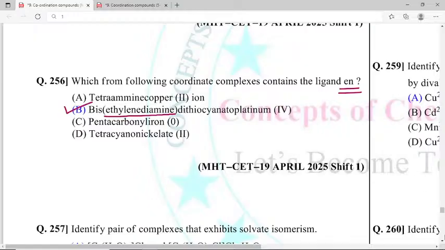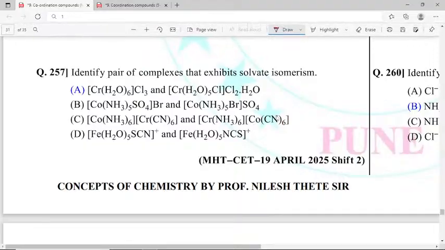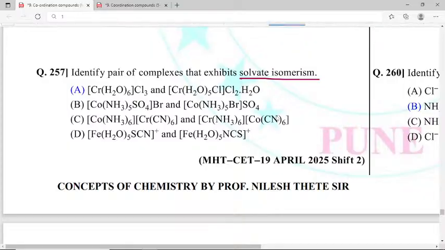Next question. Identify a pair of complex that exhibit solvate isomerism. Solvate stands for the water inside, water outside. So it is called a solvate. Solvate is also called a hydrate.